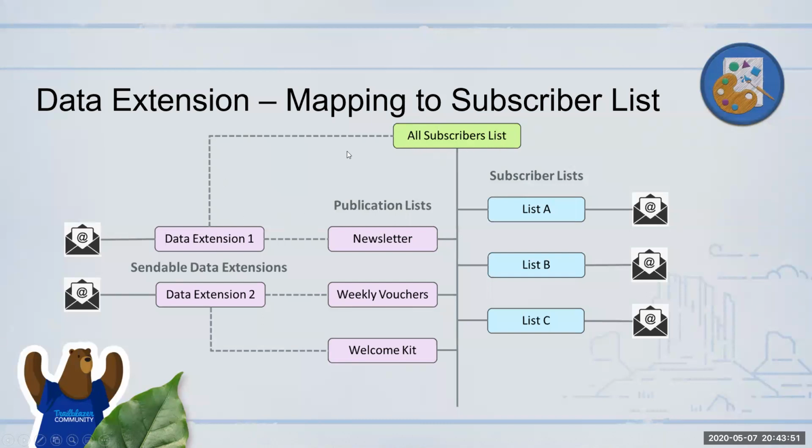If we did not do this mapping, what would have happened? The problem is you would have subscribers stored in different sendable data extensions, and you would have no clue if they had unsubscribed from all, or opted not to receive any communication from you. So you need a central location to track subscriptions. So that is this all subscribers list.